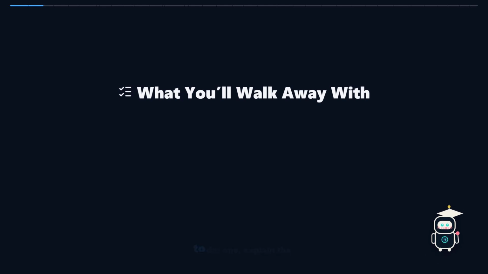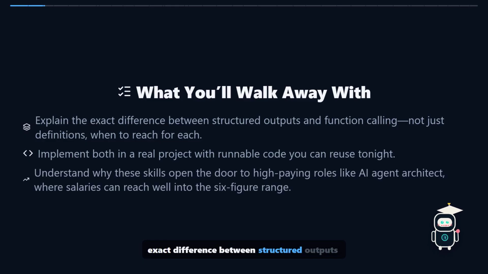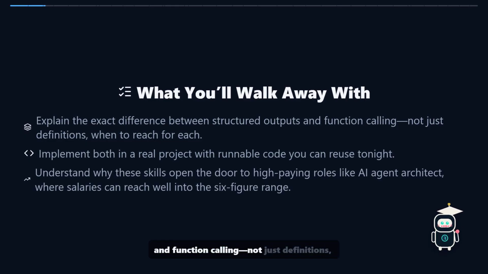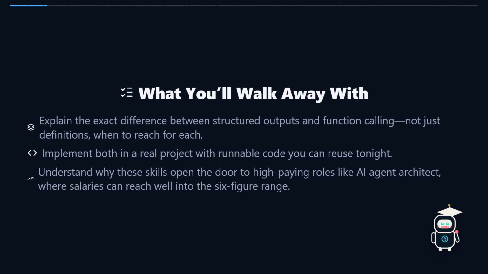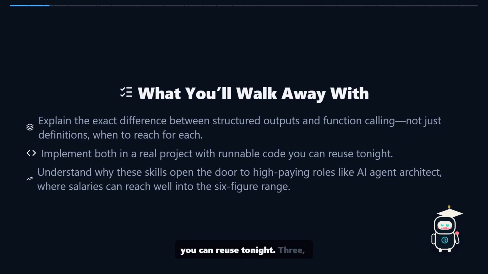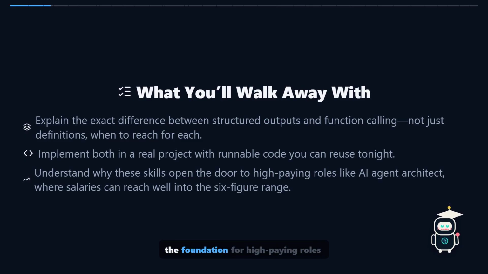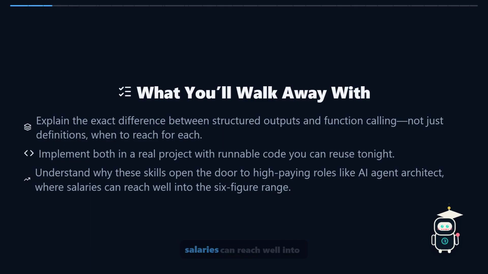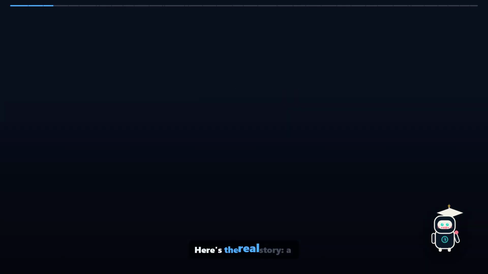Here's what you'll be able to do. 1. Explain the exact difference between structured outputs and function calling, not just definitions, but when to reach for each. 2. Implement both in a real project with runnable code you can reuse tonight. 3. Understand why these skills are the foundation for high-paying roles like AI Agent Architect, where salaries can reach well into the six-figure range. Here's the real story.